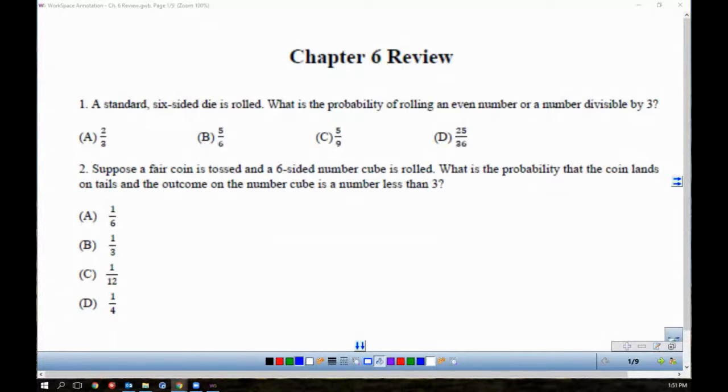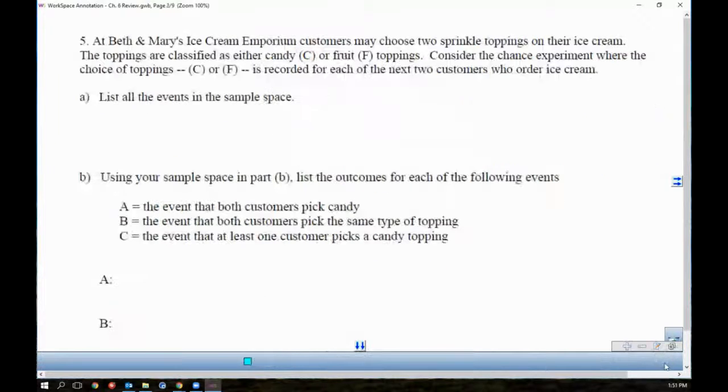Okay, so we're going to start looking at review number 5. Let's get it. And we can go back and catch 1, 2, 3, or 4 as needed.